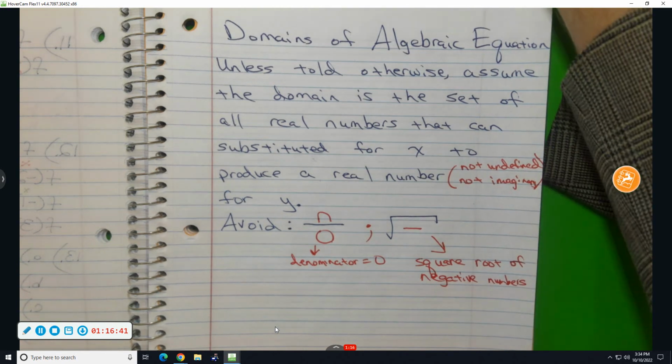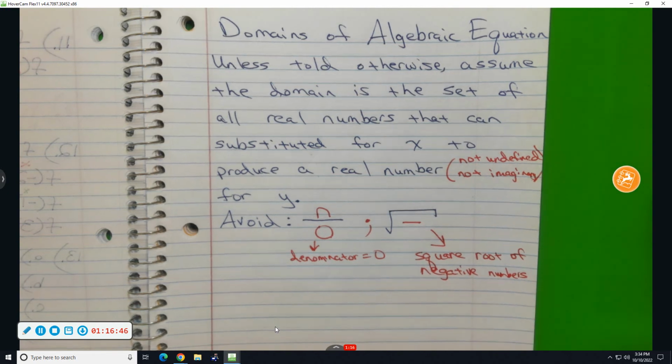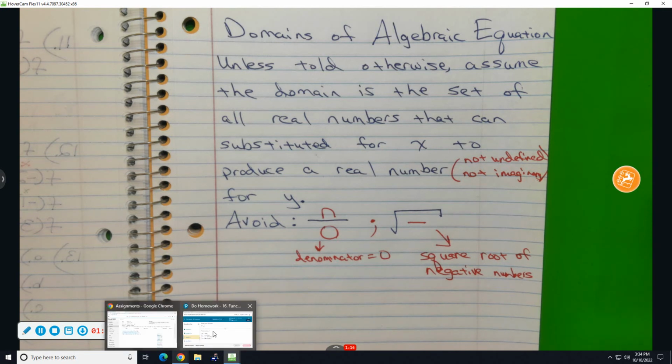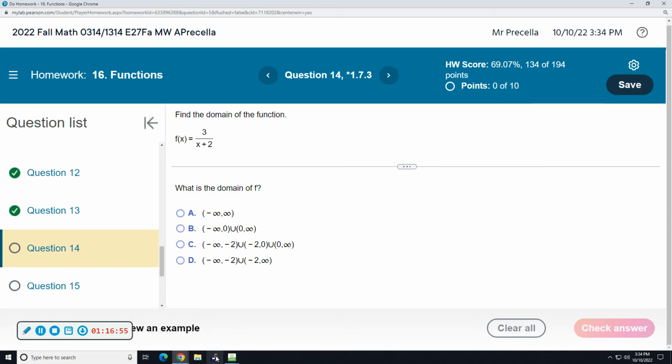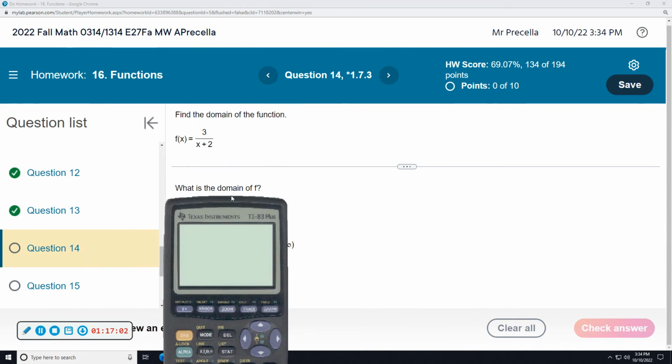Hold on, let me see if I can do this. Oh, it ain't gonna work. So with that in mind, oh, look at that. They give it to us as a nice little multiple choice. Well, I'm going to cover up those options. Find the domain of the function f of x equals 3 over x plus 2. This is number 14. Let me write down the problem.